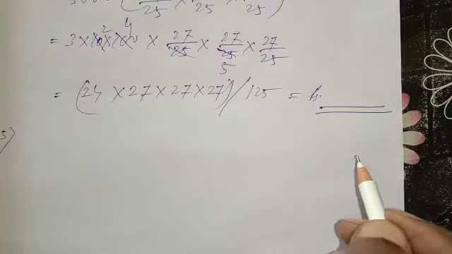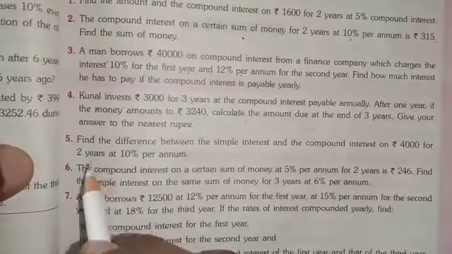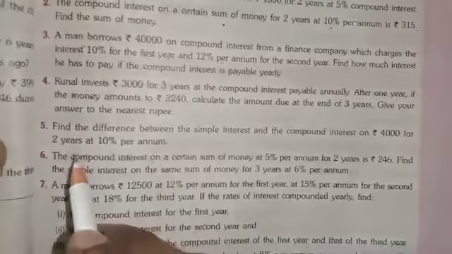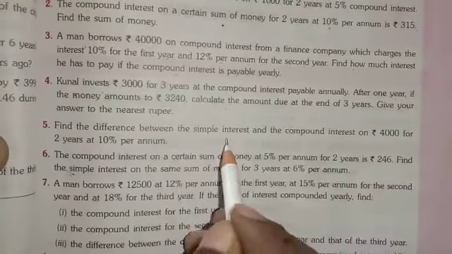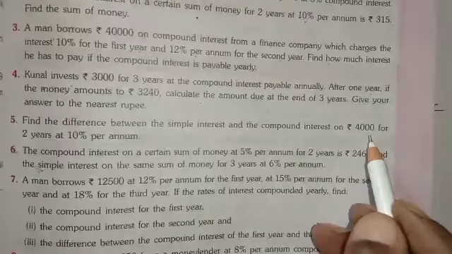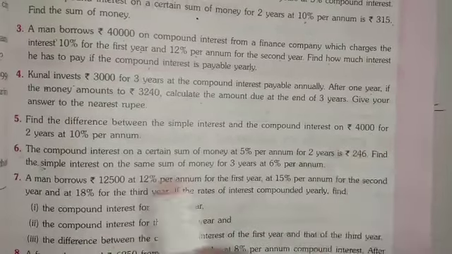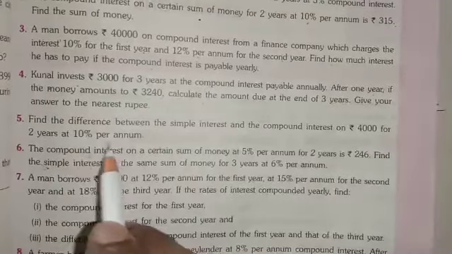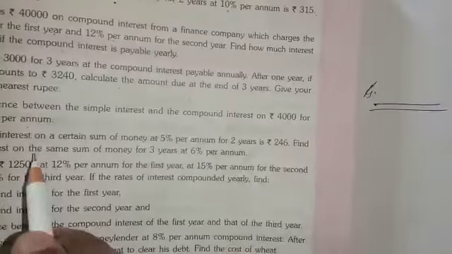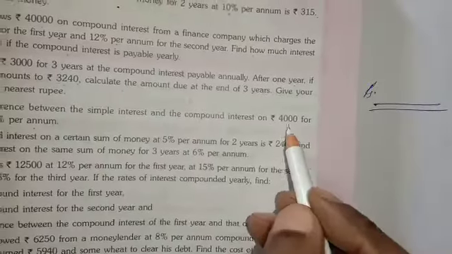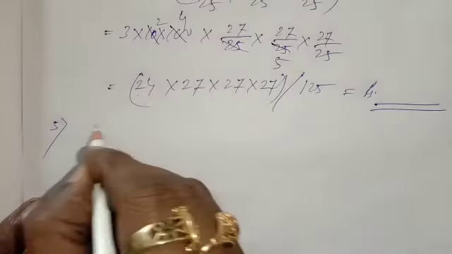Question number 5. Last question for today's class. Question number 5, you see what is given. Find the difference between the simple interest and compound interest on rupees 4,000, principal given 4,000, for 2 years, time given 2 years, at 10% per annum. Okay. Principal given rupees 4,000. So first write what is given here.